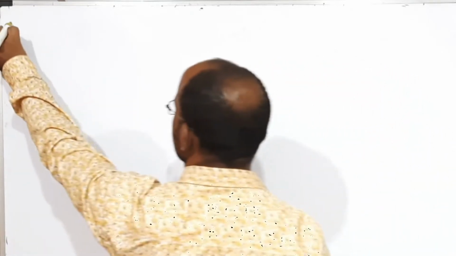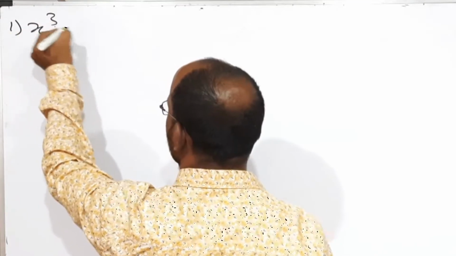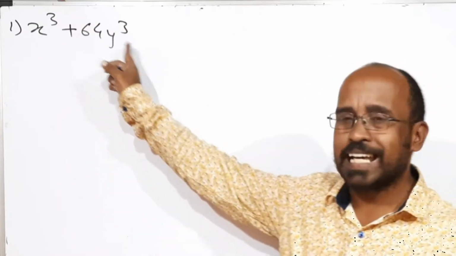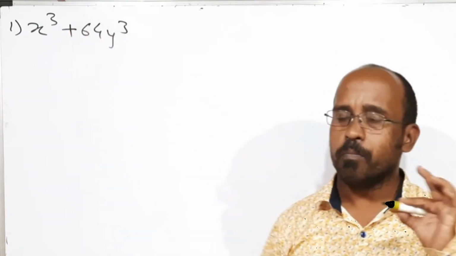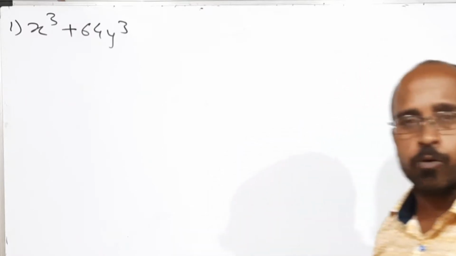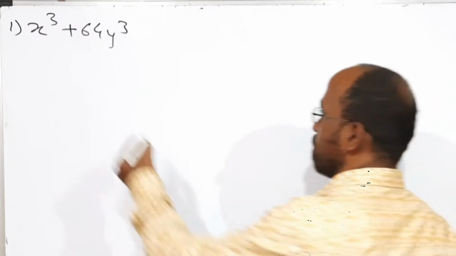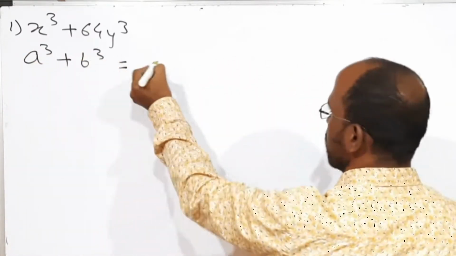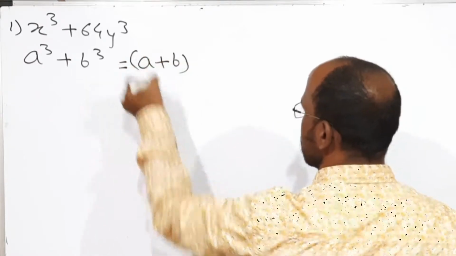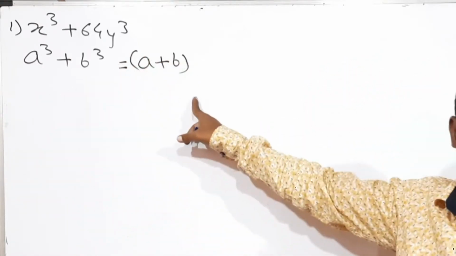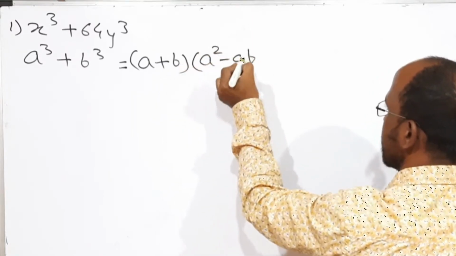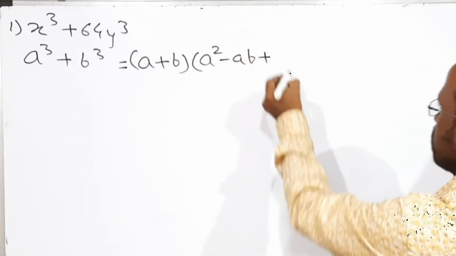First question is x cube plus 64y cube. Students, there are cubes, they are separate, means we can use the formula of a cube plus b cube. So let's write the formula first. A cube plus b cube is equal to, in the first bracket, a plus b. See, this is the product, these are the factors. A plus b multiplied by a square minus ab plus b square.